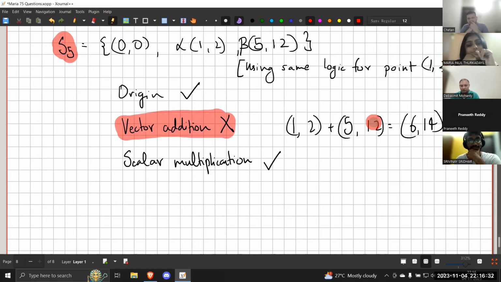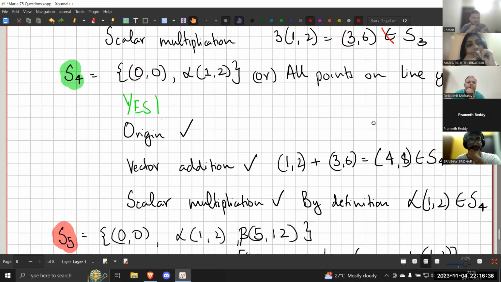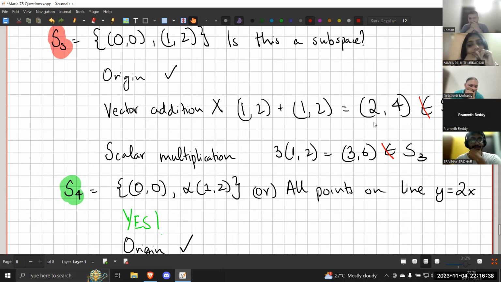How can I now make both Maria and Vinay happy together? I want to call this a subspace, but I can't. What changes can I make to this? Anyone?